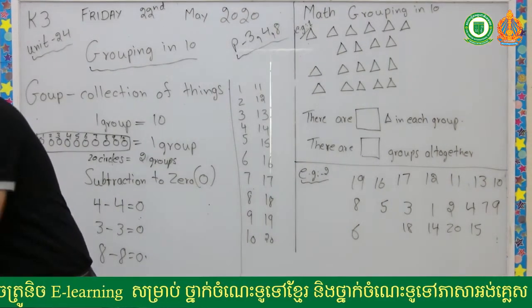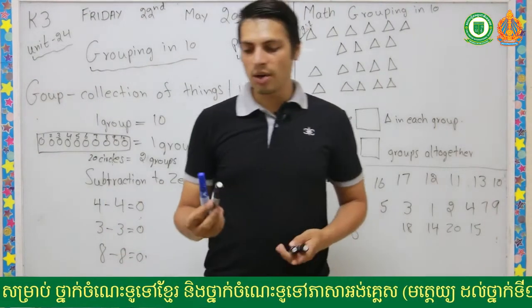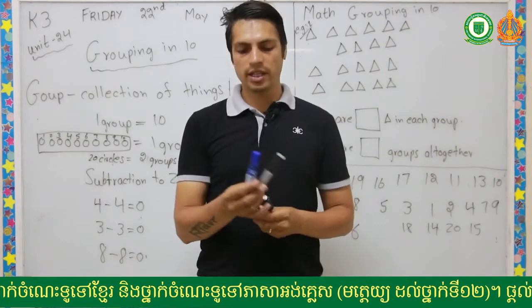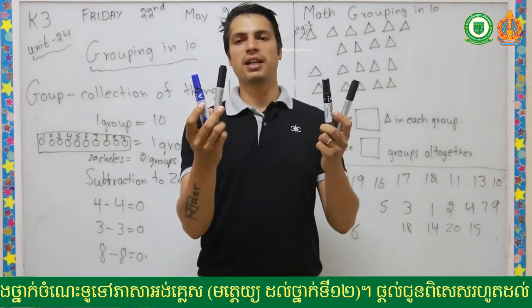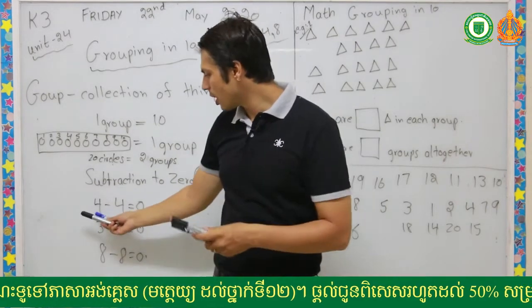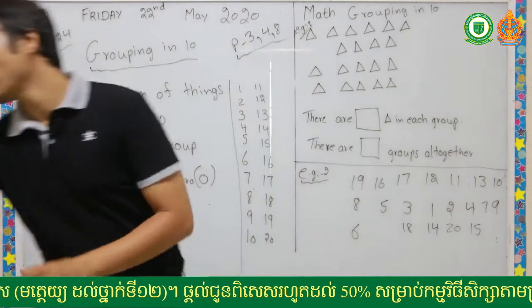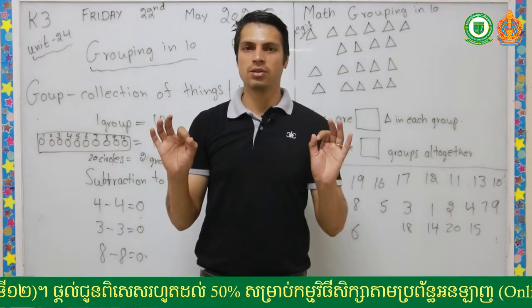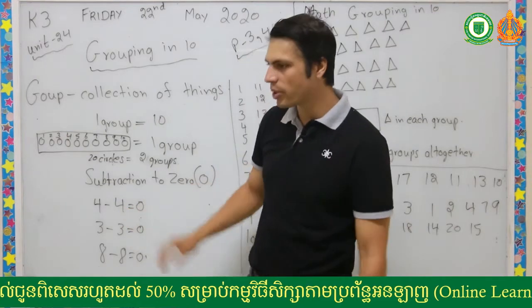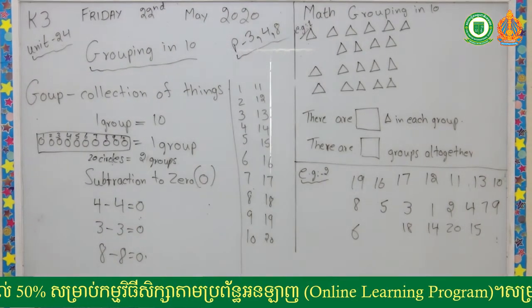Another example. Now I have 4 markers. You can count 1, 2, 3, 4 markers. I put them away. How many markers do I have in my hands? 0. So 4 minus 4 equals 0. That's how we do subtraction.